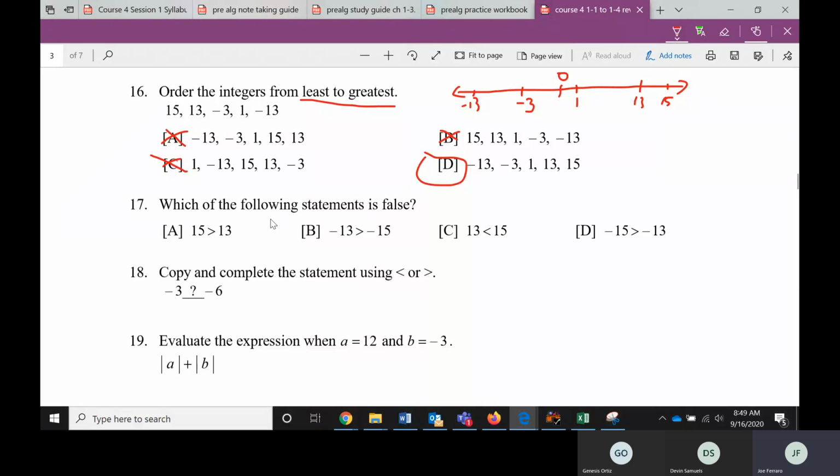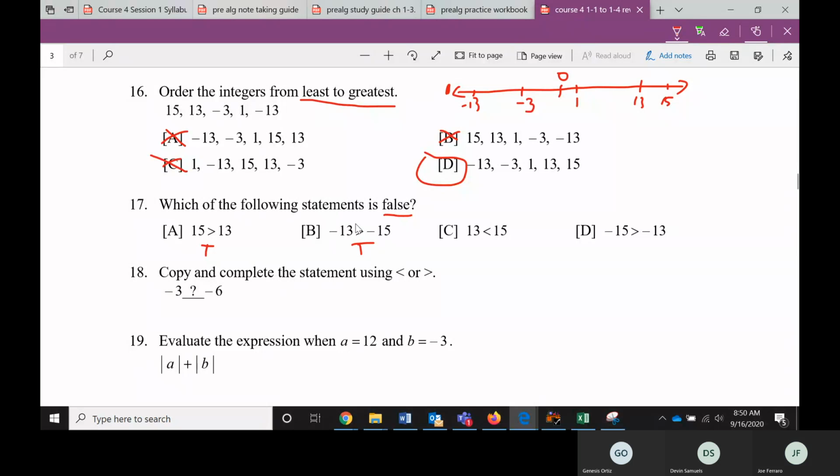17. Again, sometimes people just get confused. It's asking which is false. Okay, so don't just find one that's true and then circle it right away. So letter A, 15 greater than 13. Remember, it's opening to the bigger one, pointing to the smaller one. So this is true. I'm just going to write that right there. -13 greater than -15. What's nice is they're using the same numbers as up here, except -15, which I'll picture up here. So -13 would be here, -15 would be over here. Okay, so -13 is on the right side. So yes, that is bigger. That is true.